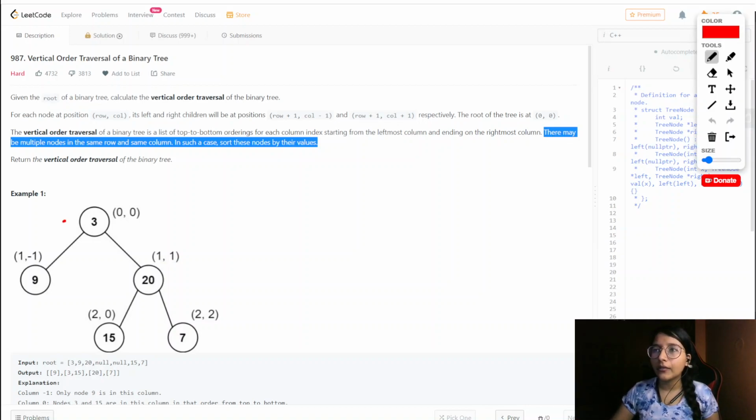First thing is that we are given this here, right? And this is the first row. So in this first row we have just this one, right? But this particular one is in the same vertical height as well, right?